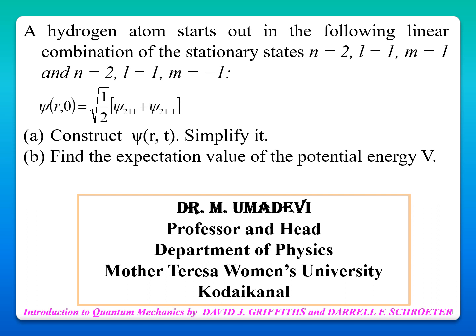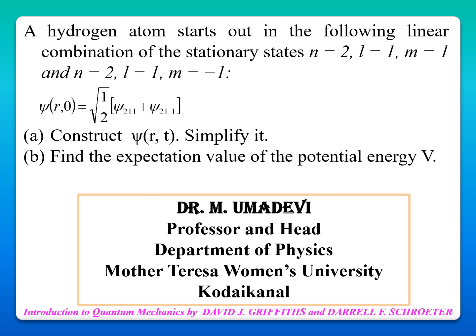Now we'll see a problem in quantum mechanics. The problem is: a hydrogen atom starts out in the following linear combination of the stationary states n = 2, l = 1, m = 1, and n = 2, l = 1, and m = -1.